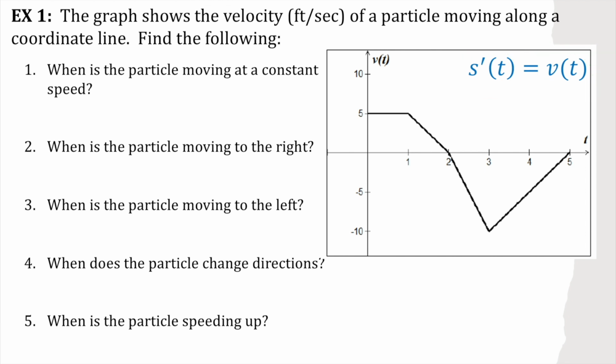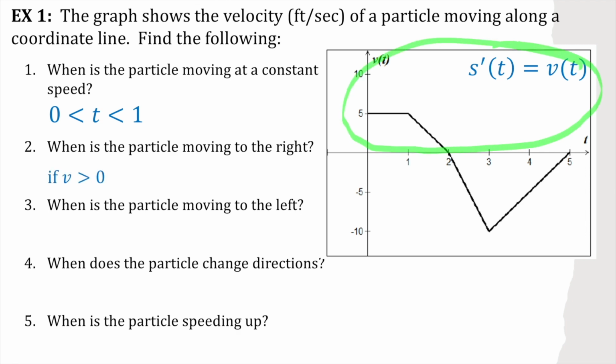Okay, so number one, when is the particle moving at a constant speed? Constant speed is a speed that doesn't change. So right here, there's no slope. No change in velocity during that time. So between 0 and 1. When is the particle moving to the right? The particle's moving to the right anytime velocity is positive. This is a velocity graph, so anything above the x-axis, whenever velocity is positive, the particle is moving to the right. So between 0 and 2 seconds.